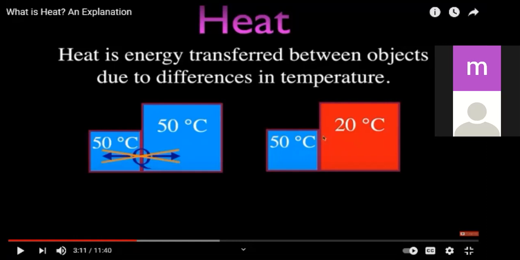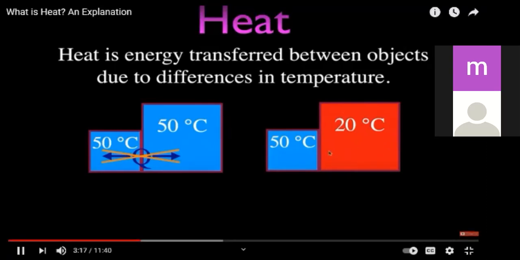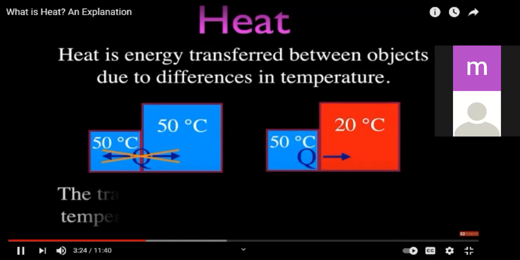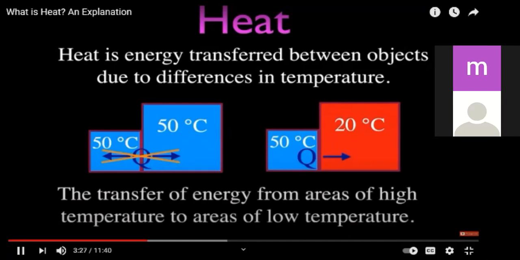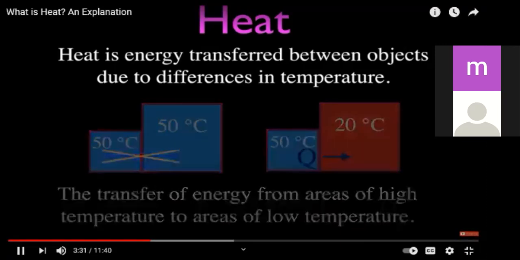Now what is warmer, the red one or the blue one here? The blue one. So the heat energy transfers from the smaller object to the bigger object. Again, sometimes people say, oh, this is bigger. Well, you may have more internal energy, but the heat is going to flow from high to low temperature. So it's going to flow from the 50 to the 20 until they reach the same temperature. So we like to say that the transfer of energy from areas of high temperature to areas of low temperature, that is heat.